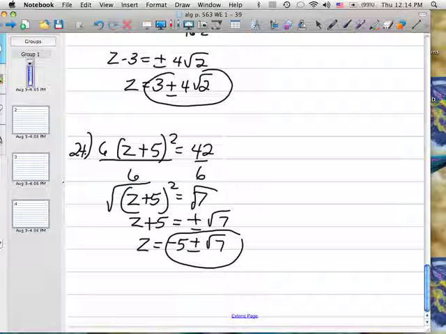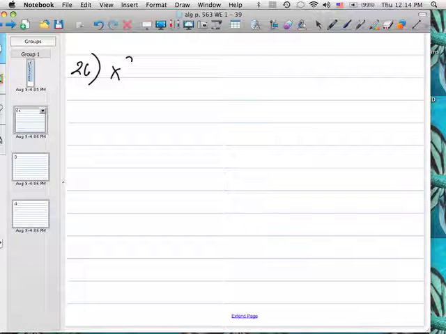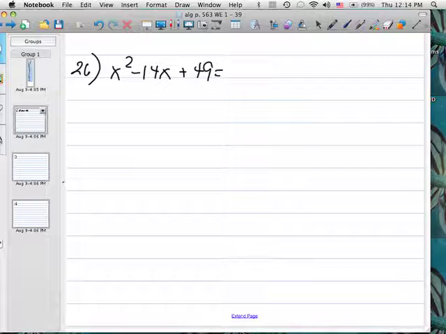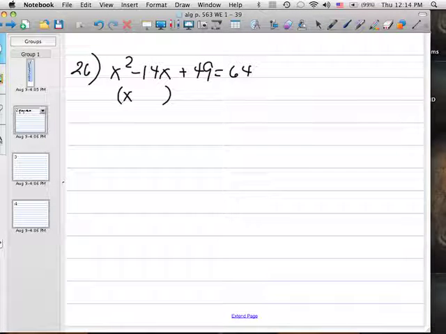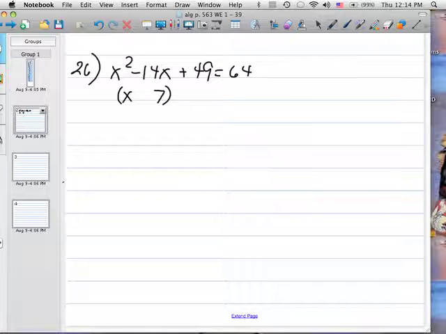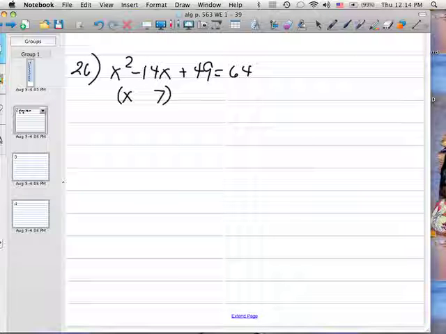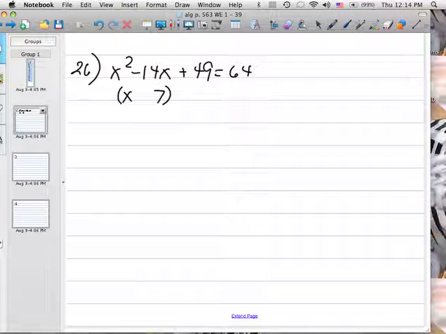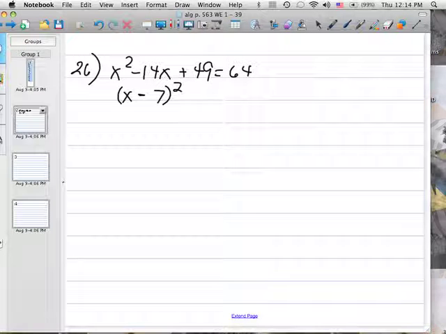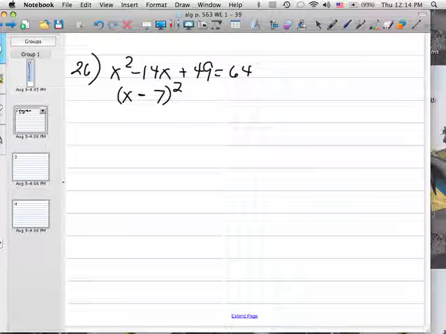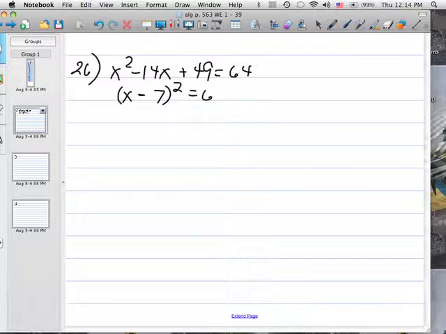In the next section, 26, we have a trinomial x squared minus 14x plus 49. We need to see if it's a perfect square trinomial. The ends are perfect squares, so the square root of x squared is x. The square root of 49 is 7. If I multiply these together, I get 7x, and double it, I get 14. So it's x minus 7 quantity squared equals 64.